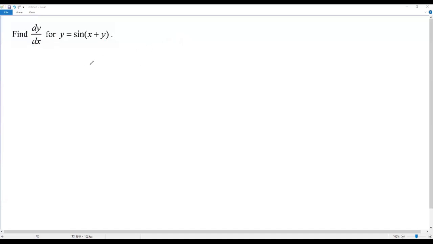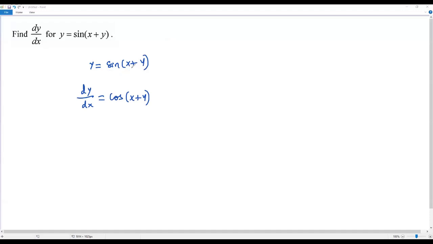Now let me write the given function as it is, that is y equals sine of x plus y. Now I'm going to take the derivative on both sides with respect to x. When I find the derivative of y with respect to x, I get dy over dx. On the right side, we have the trigonometric function sine. Whenever I find the derivative of sine, it becomes cosine. And whatever we have inside has to be taken as it is. So far, I have computed the derivative only for the sine function, so it became cosine.